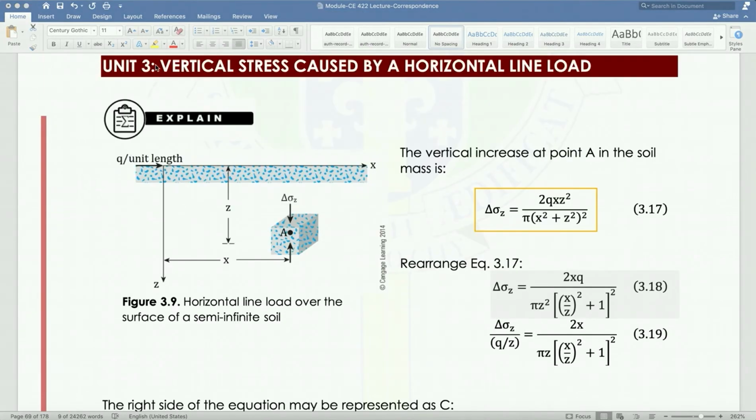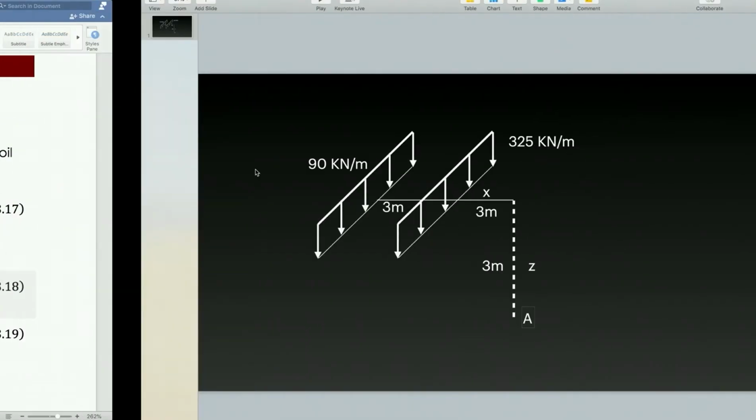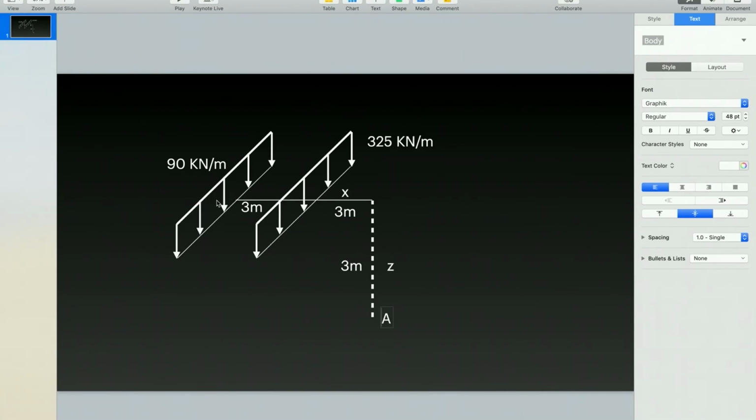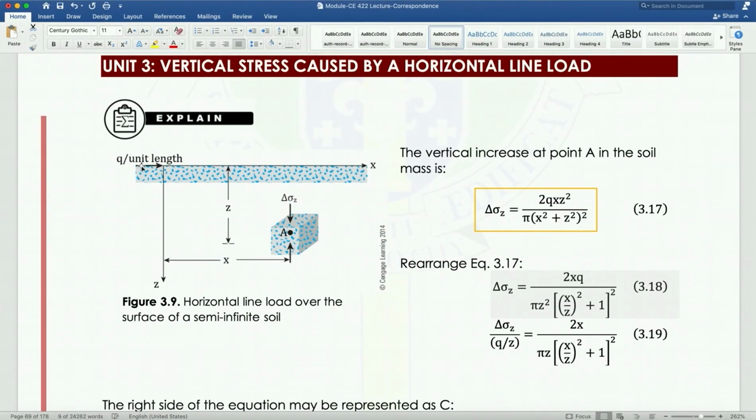Next, we have Unit 3, vertical stress caused by a horizontal line load. We have here our soil mass, and we want to determine the vertical stress caused by a horizontal line load. Previously, it was a vertical line load. This time, what would be the vertical stress caused by a horizontal line load?